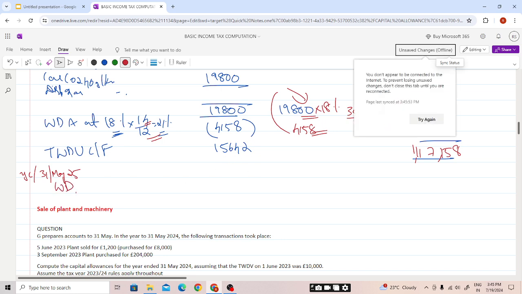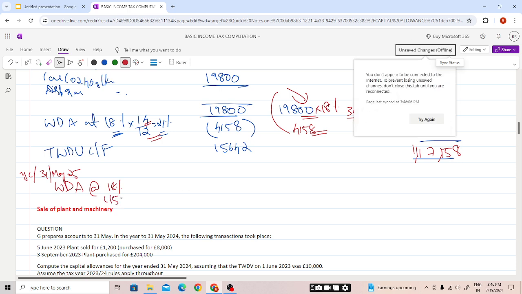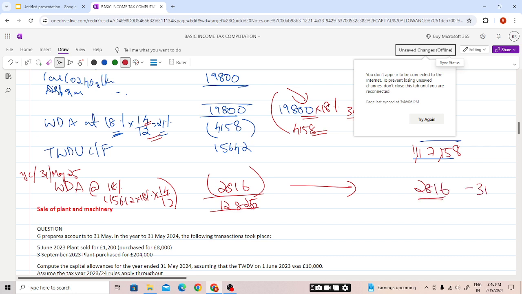So WDA at 18%: 15,642 into 18% into 14 divided by 12. This will give you a figure of 2,816. So reducing by this, the value will be 12,826, students. This will be the allowance for 31st May 25. I hope this is clear, students.